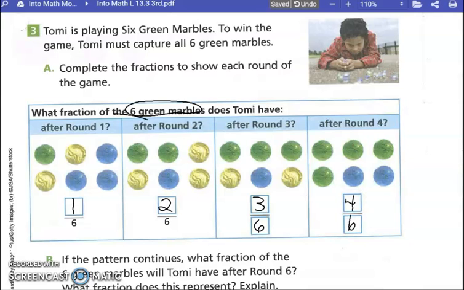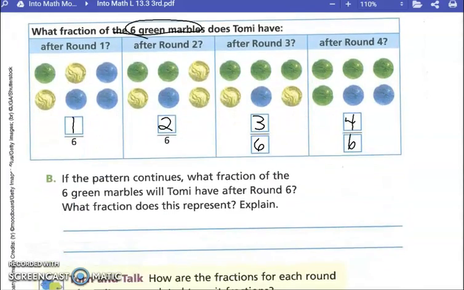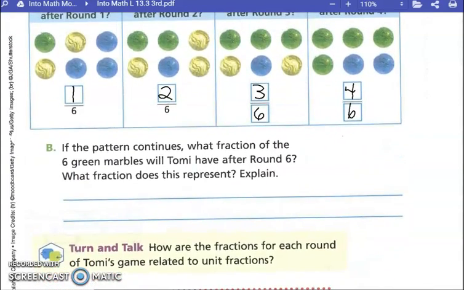So what's our numerator in this one? After round 2, what's the numerator? 2. Okay, and the denominator in each one is 6, because we always had 6 marbles, right? Yeah, it's 1, 2, 3, 4. If the pattern continues, what fraction of the 6 green marbles will Tommy have after round 6?